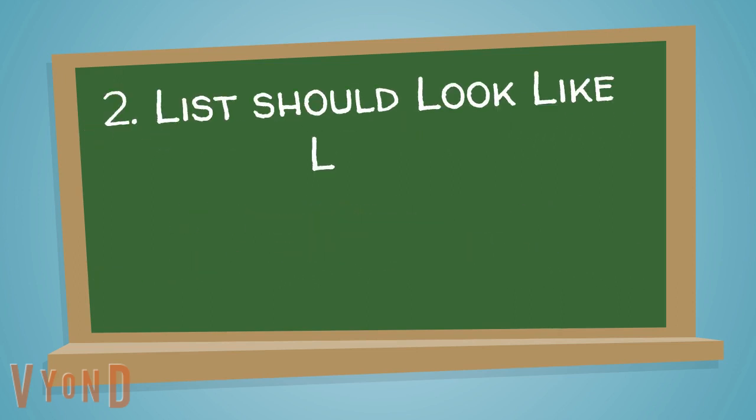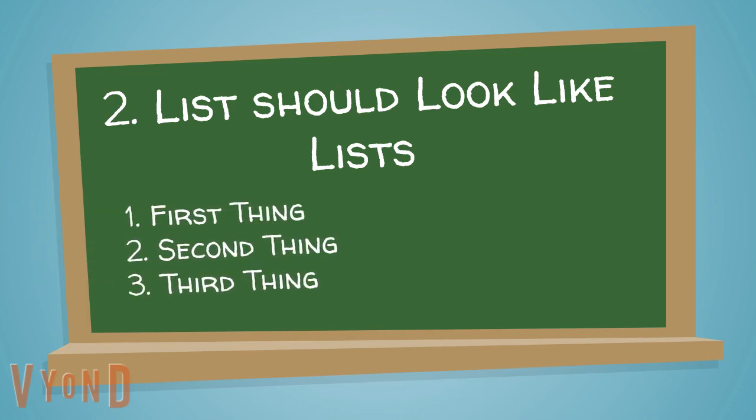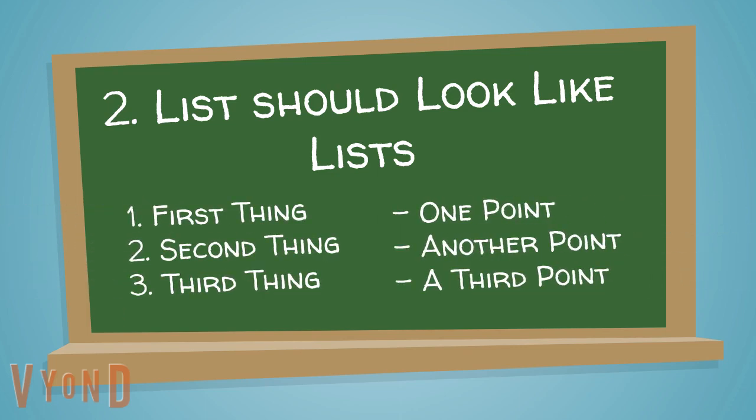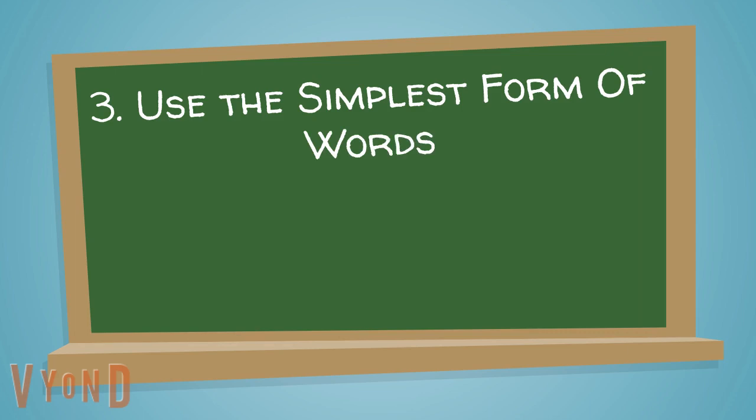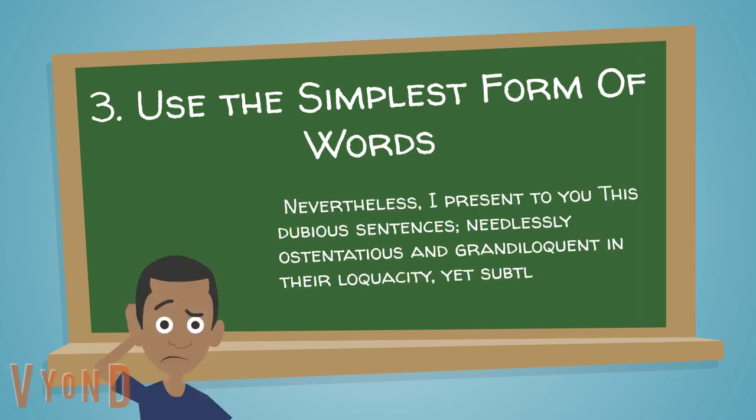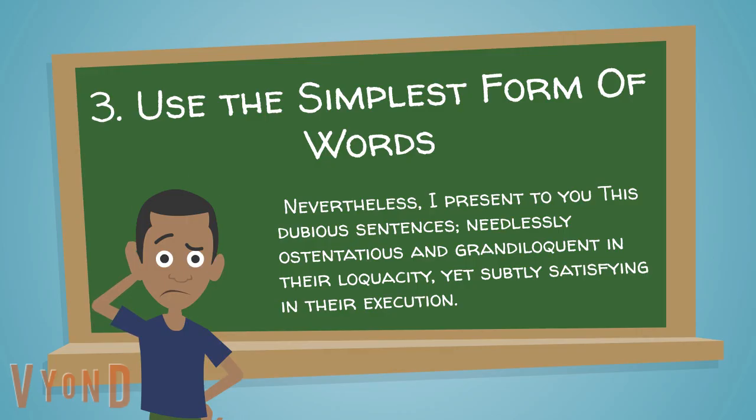Second, lists should look like lists. Sequences should be numbered, subpoints should be bulleted. It just makes it easier for your end user to understand how they should organize all the words you put on the page for quicker understanding. Finally, you should use the simplest form of words. You aren't trying to prove how smart you are with your vocabulary, you are trying to create understanding.